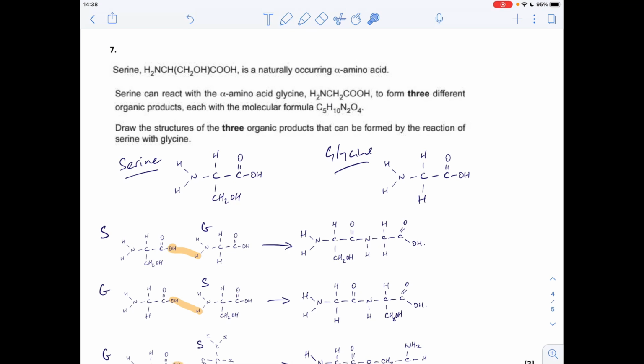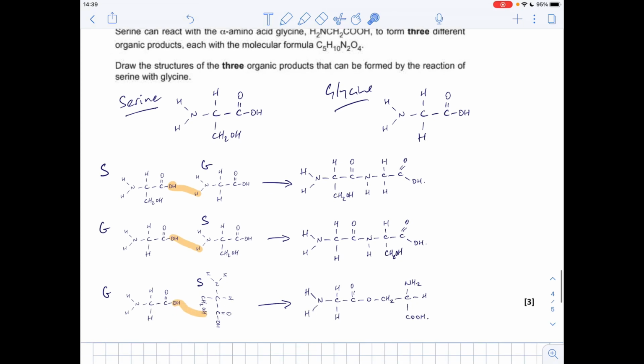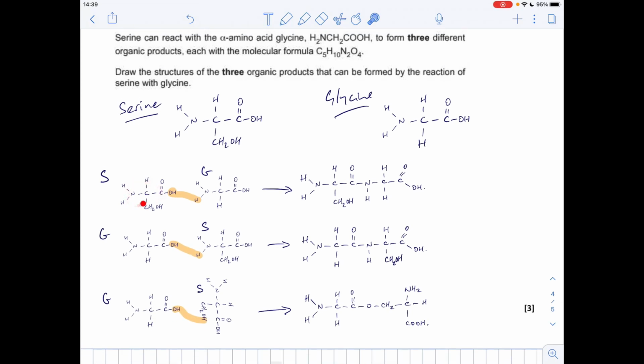And the final question's about serine. So we're told that serine can react with the alpha amino acid glycine. We're given the structure of both amino acids to form 3 different organic products, but they've all got the same molecular formula. Draw the structures of the 3 organic products that can be formed. So what I've done here is I've drawn out serine and glycine. And just remember that two different alpha amino acids can react with each other because, well, you can see what I've done there. I've put serine first, and then I've put glycine second, and all I'm doing is positioning the alpha amino acids so I'm able to lasso out the water.